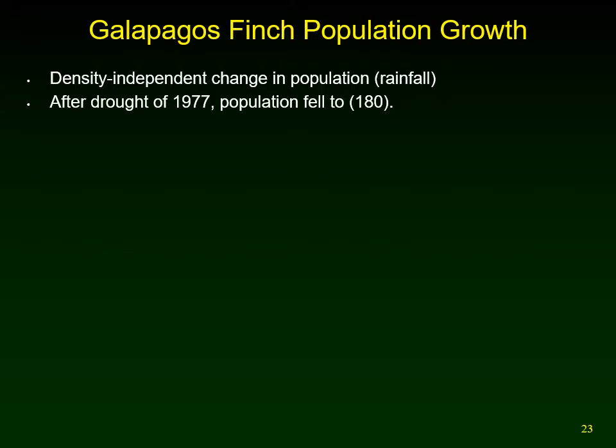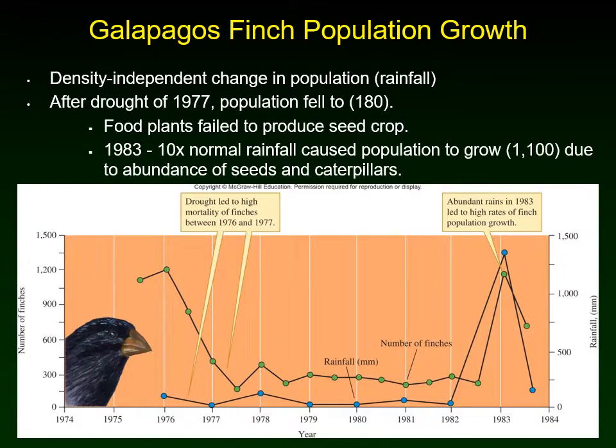And after the drought in 1977, the population fell to about 180 birds, and the food plants failed to produce a seed crop. On the other hand, in 1983, there was 10 times the normal amount of rainfall, which caused the population to grow to about 1,100 due to the abundance of seeds and caterpillars. So this here shows, the green line shows the number of finches over the years, and the blue line shows the rainfall over the years. As you can see, there's a high correlation between those two values. So as the rainfall goes up, finch population goes up.